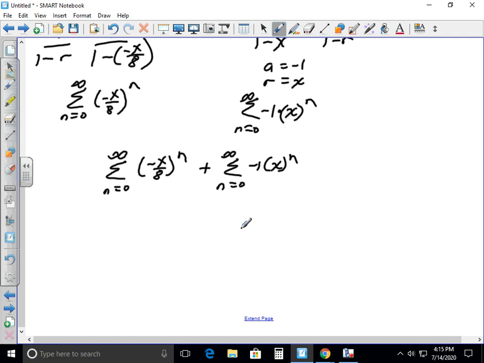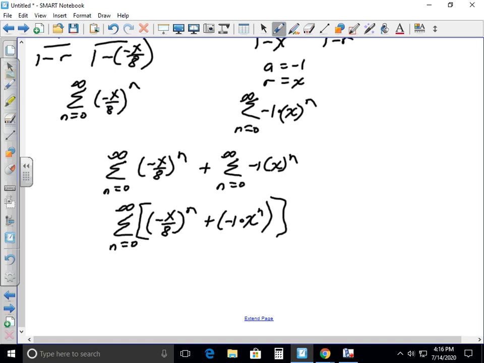Since we're adding to the same thing, we can put these together. Think about this as being an infinite number of terms, and this being an infinite number of terms. We can combine those into a single series because our index matches where it starts, they match. So we could call this negative x over 8 to the n plus negative 1 times x to the n. And then we should be able to simplify that.